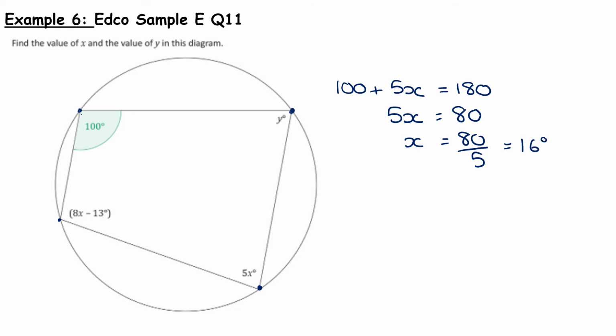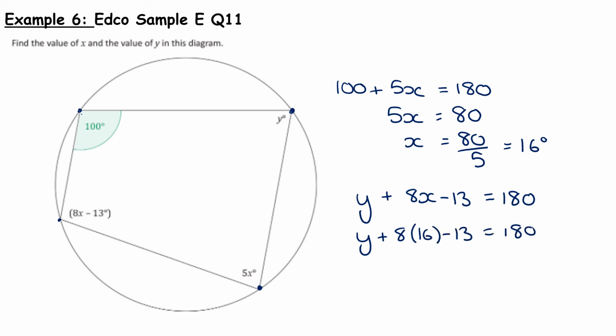Then looking at the other set of angles, I would find y plus 8x minus 13 should also equal 180 degrees. I know that instead of x, I can put in 16. So 8 times 16 gives 128, minus 13, which is 115. So y plus 115 is equal to 180. 180 minus 115 gives us 65 degrees. So that is our x and our y.